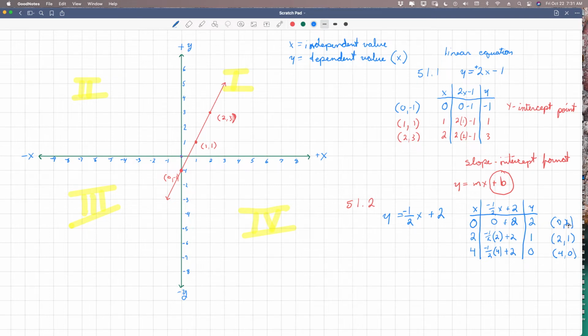We have a 0, 2. So we have a 0 on the x-axis and a 2 on the y-axis. That is my intercept point. So that is going to be 0, 2. You always label your points. Always, always, always. My next point is 2, 1. So I go to 2 on the x-axis and I go to 1 on the y-axis. So I just go up 1, right? And that's going to be 2, 1.